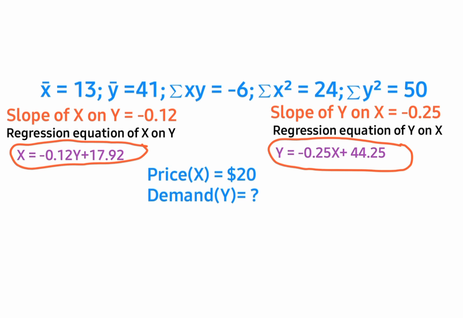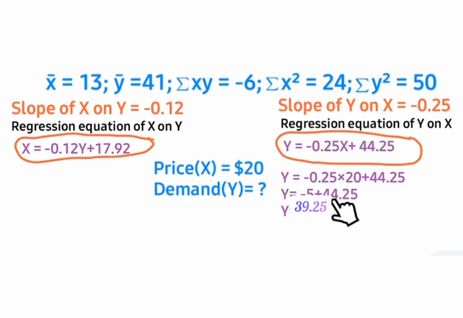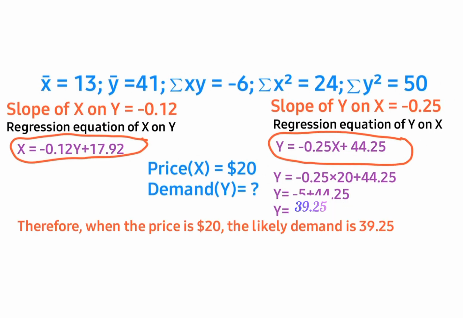And here we go now. We have y equal minus 0.25x. Of course, the x value is given, being $20. So we'll write 20 here, right? Plus 44.25. We have y equal minus 0.25 times 20 gives minus 5 plus 44.25. So y will be equal minus 5 plus 44.25 gives 39.25. Therefore, when the price is $20, the likely demand is 39.25.